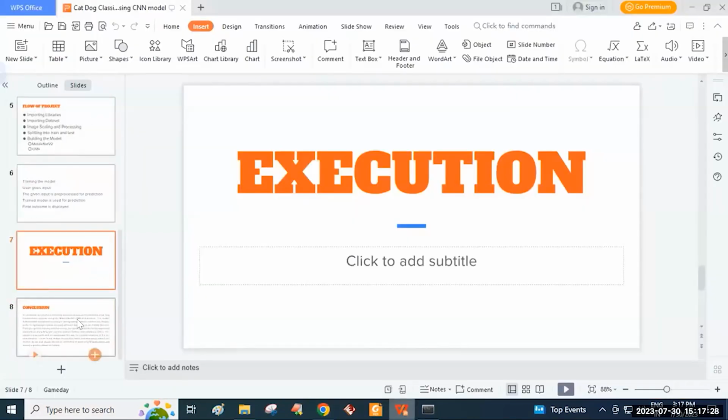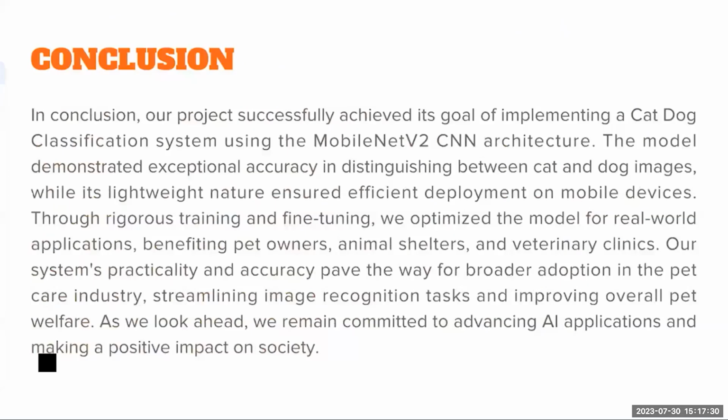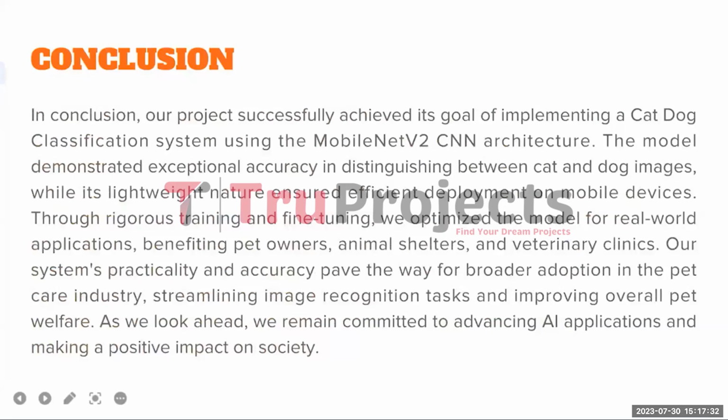And in conclusion, our project successfully achieved its goal of implementing a cat and dog classification system using the MobileNet V2 and the CNN architecture. The model demonstrated exceptional accuracy in distinguishing between the cat and dog images, while its lightweight nature ensured the efficient deployment on mobile devices.